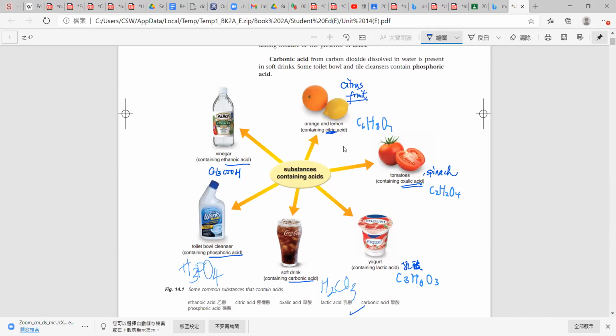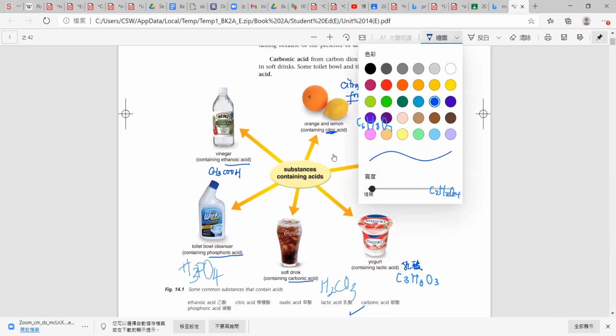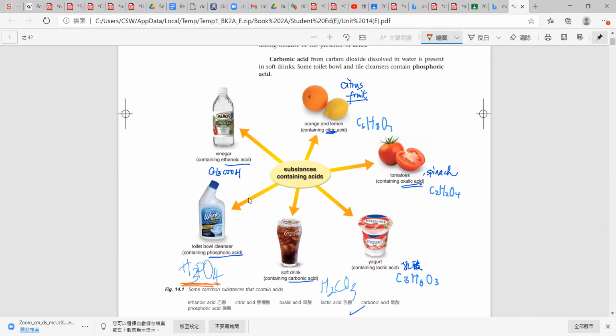For example, if you say phosphoric acid, it's quite common to write it as H3PO4. Carbonic acid is H2CO3. But for citric acid, oxalic acid, lactic acid, and even vinegar, the way to present the formula is different. How different is it? For vinegar, I write CH3COOH, even for ethanoic acid. Indeed, if you search on the web, you may find so many different ways to represent this formula.